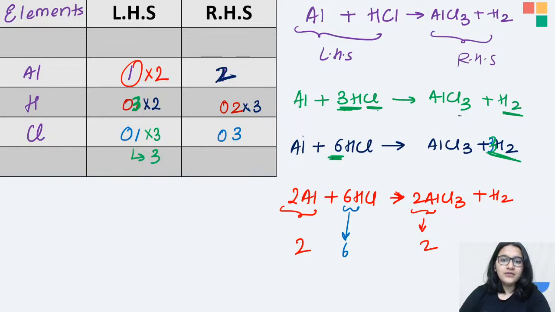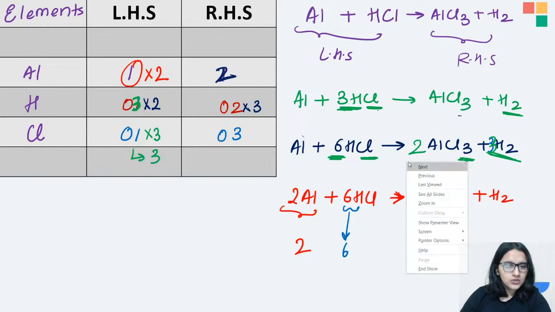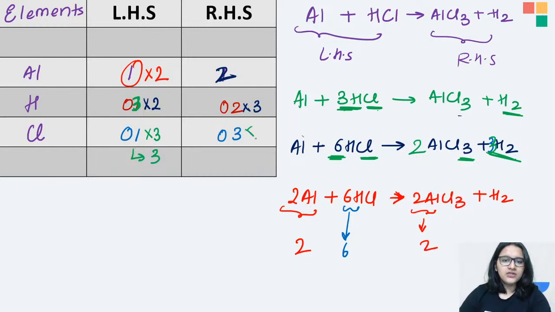So when I talk about 6, I have 6 chlorine over here, but I only have 3 chlorine over here. So if I have to make this 3 into 6, I'll have to multiply by 2. So now I have 6 chlorine over here also. Yes. So 3 into 2. Now I have 2 Al, so to balance that out, I have added 2 over here. So I have 2 aluminium on the left hand side. I have 2 aluminium on the right hand side.